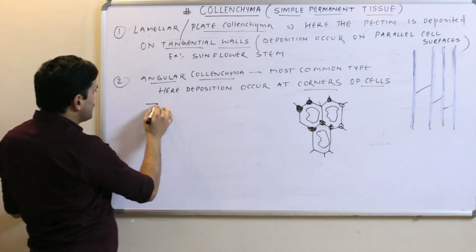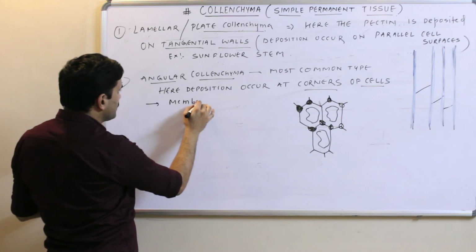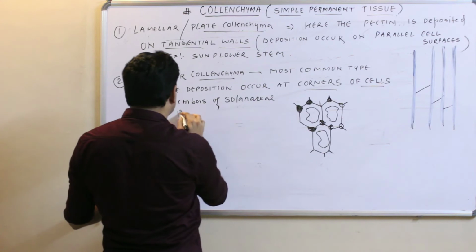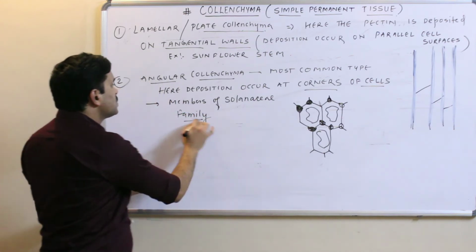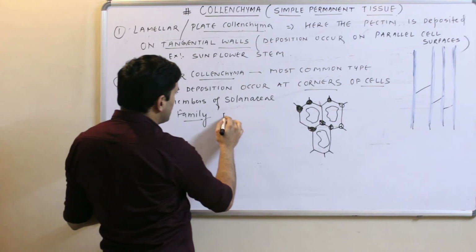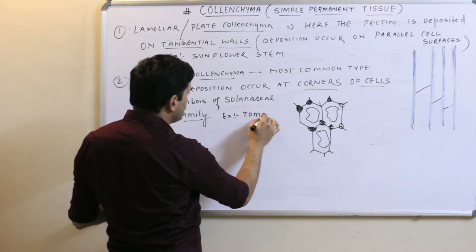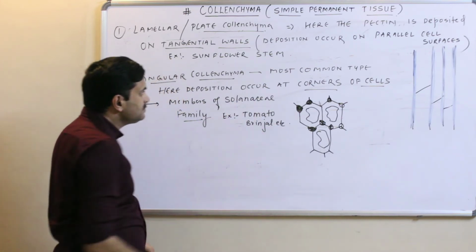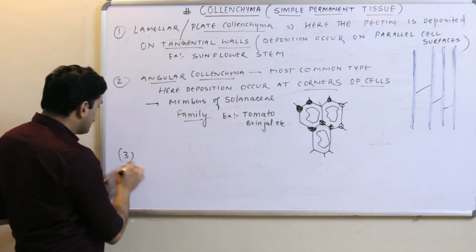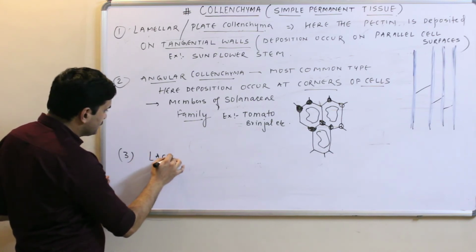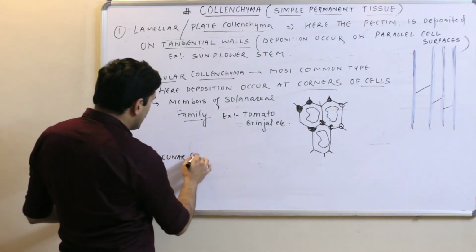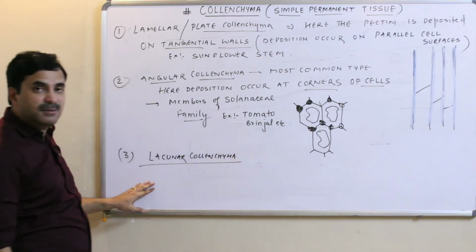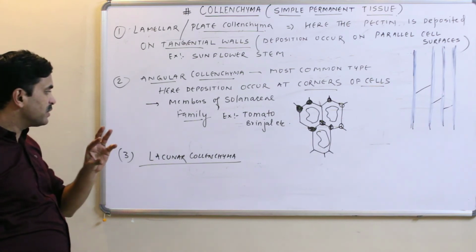The best example is members of the Solanaceae family. Examples are tomato, brinjal, etc. And the third type is lacunar collenchyma. Now there is confusion in the books that somewhere it is also written tubular collenchyma.